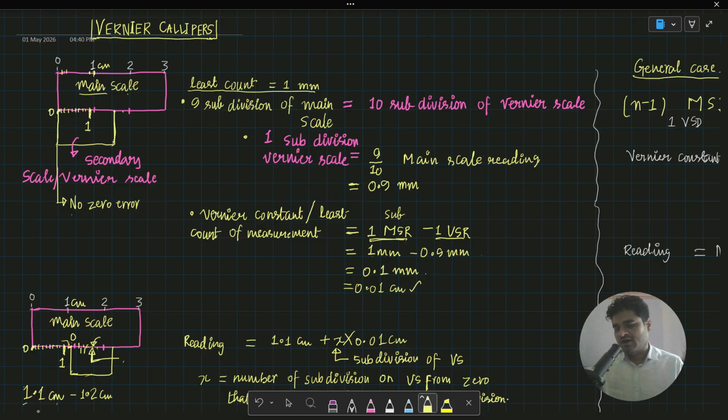Reading how a dimension is read. So let's say we have got this. From this we know that the main scale reading is 1.1 centimeter, and from this we want to measure this distance, the distance between 1.1 and the 0 of the Vernier calipers. We want to measure that distance. So how is that measured? Let's say that there are x number of subdivisions of the Vernier calipers.